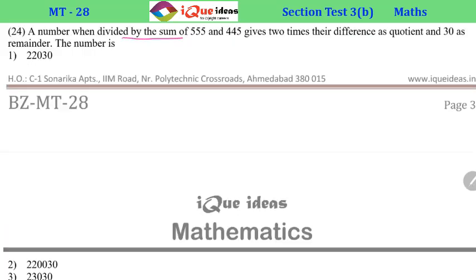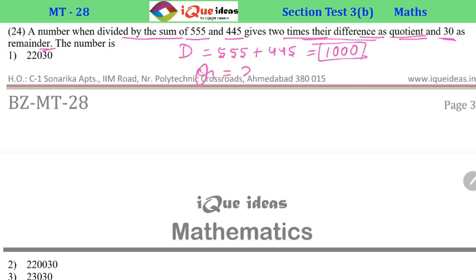It says the number when divided by sum of 555 and 445 gives 2 times the difference as quotient and 30 as the remainder. The number is, okay, this is a very interesting one. The divisor is the sum of these two numbers. So 555 plus 445, which is equal to 1000. So the divisor is 1000. Then it says 2 times the difference. So the quotient is equal to 2 times the difference, that is 555 minus 445. Now 555 minus 445 is 110. So 2 into 110 is equal to 220. And then the remainder is 30. It's already given, the remainder is 30.